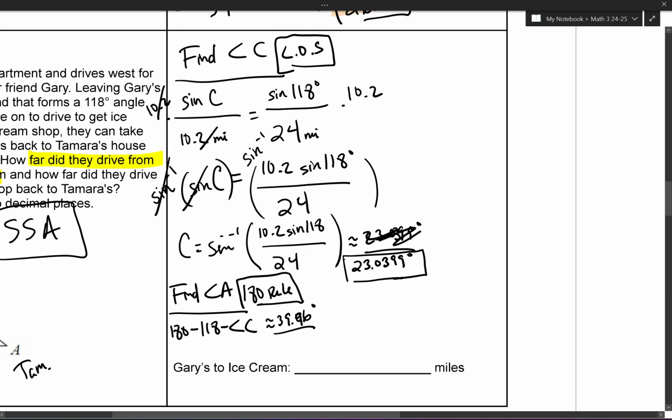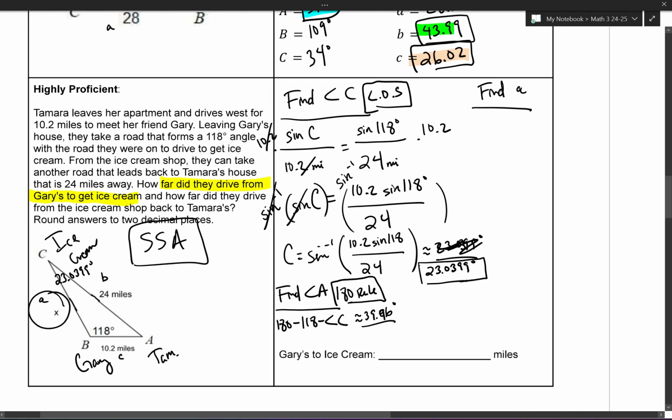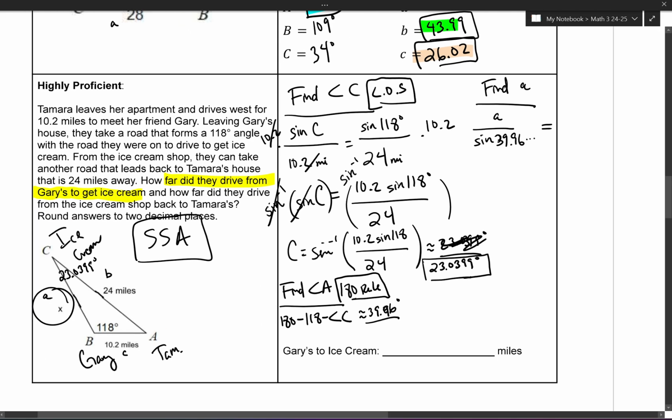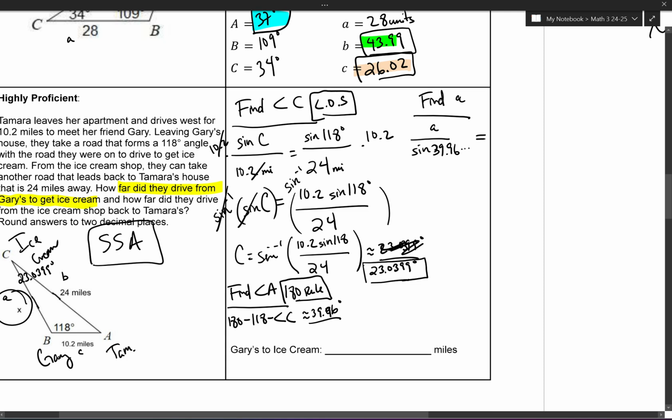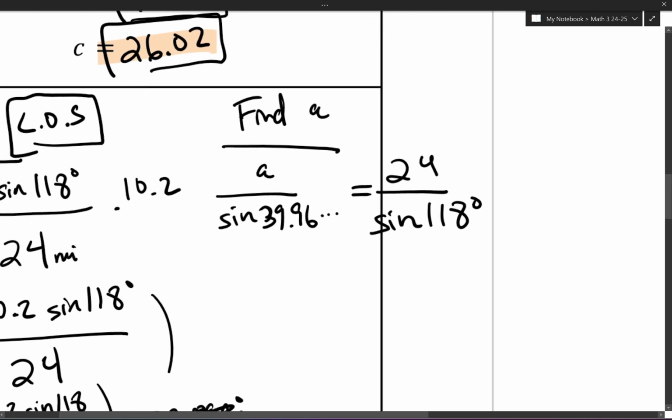But now I can find little a. Start with what you're looking for. A over the sine of angle A, which is 39.96 and so forth. I'm going to set that equal to two other pieces of information, which are the b's. So side b is 24 over the sine of angle b, which is 118 degrees. This we've done before.